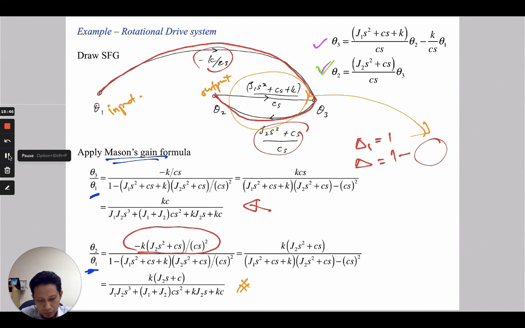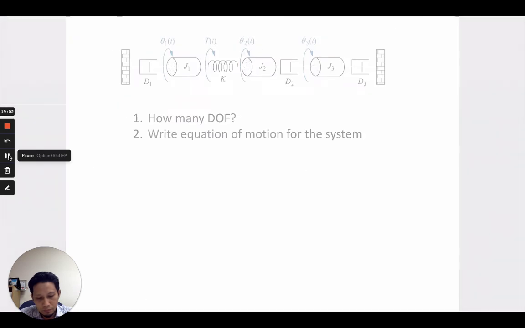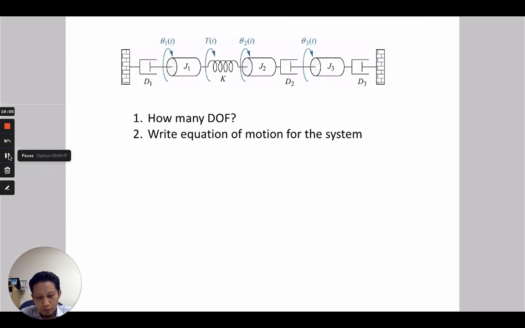Similar steps to how we found theta 3 over theta 1 just now. And this is the system where we have J1, J2 and J3, so you can guess how many DOF this system has. Basically it's 3 degrees of freedom because it has 3 inertias, J1, J2 and J3.